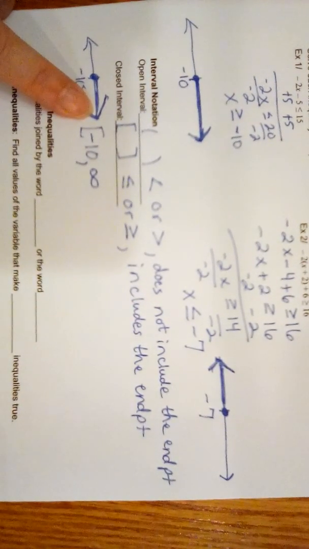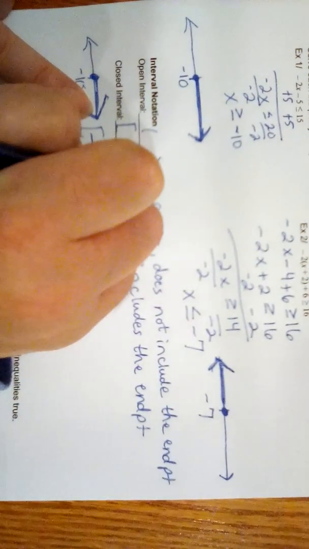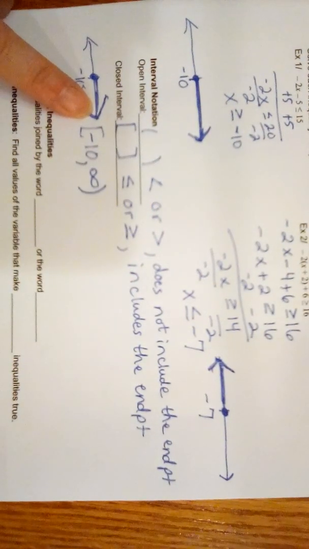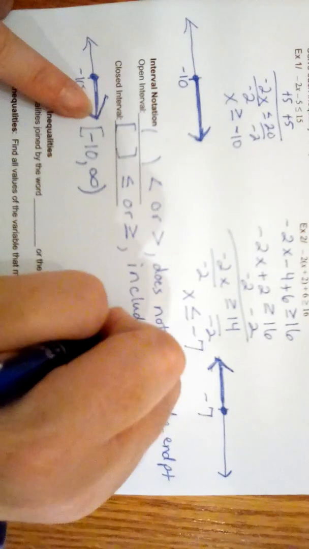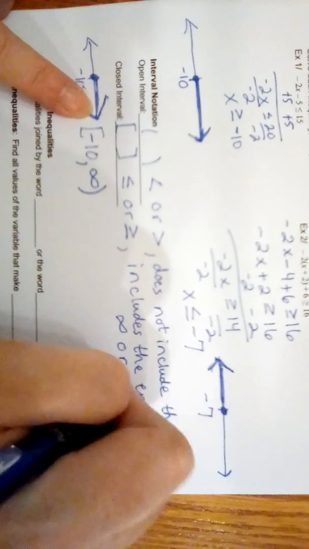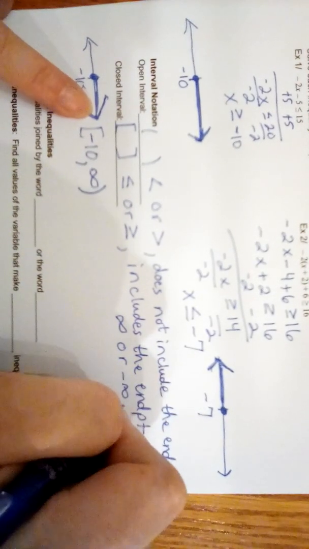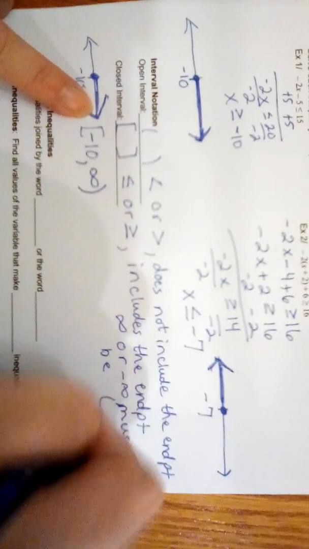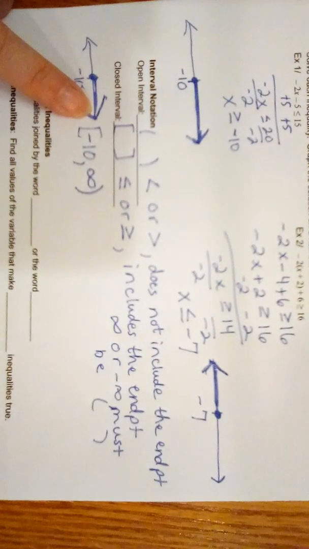Now, if you have an infinity, you never can actually go there and put a dot. So you can never include the endpoint. So anytime there is an infinity, you have to put a parenthesis. So infinity or negative infinity must be parentheses, because you can never go there and put a dot. So it's got to be parentheses.